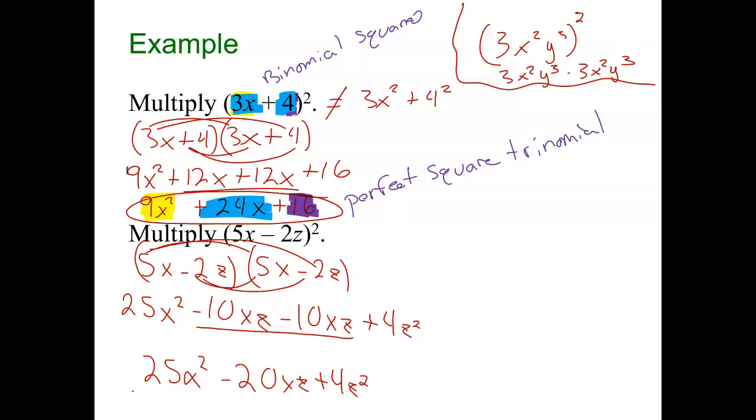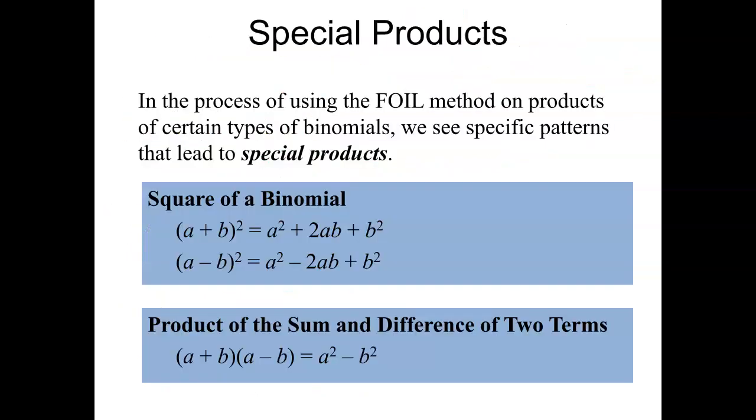When we get into factoring, we'll need to be able to recognize back and forth, going from a perfect square trinomial to a binomial squared. A perfect square trinomial factors to give me a binomial squared. So that's one of our special case polynomials. The square of a binomial gives me a perfect square trinomial.